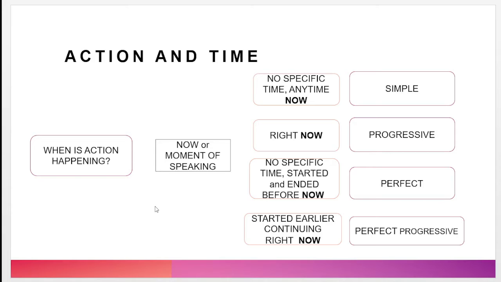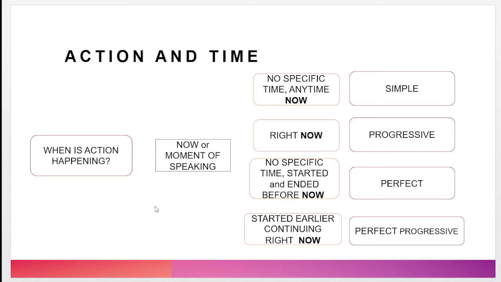So if it has no specific time, it could be simply any time now. So you will be using the simple tense. What if the action is happening right now? Like I am speaking now and the action is also happening right now. So you can use the progressive or the continuous tense.